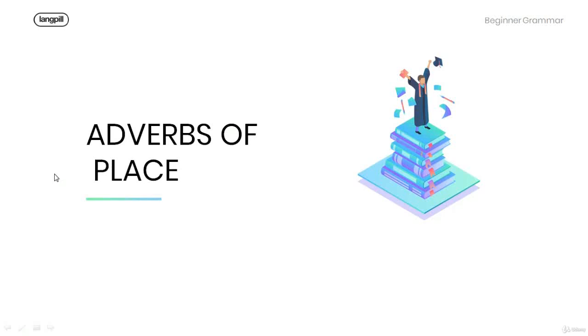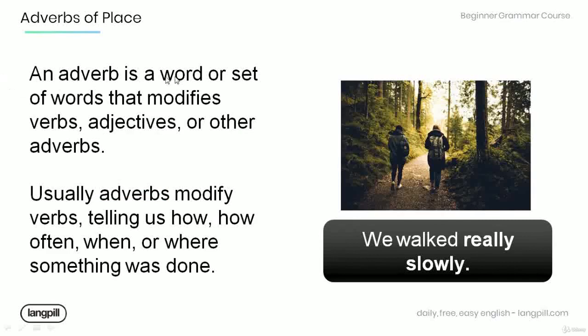Let's get started. Remember that an adverb is a word or set of words that modifies verbs, adjectives, or other verbs. Note that adverbs usually modify verbs, telling us how often, when, or where something was done. Have a look at the example over here. We walked really slowly. Now the adverb slowly modifies the verb walked. It tells us how we walked.